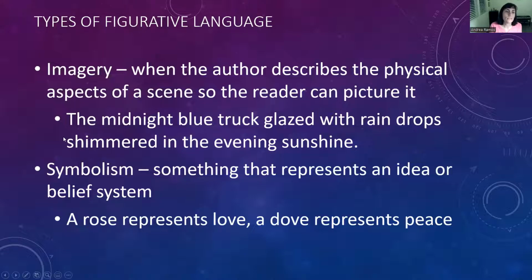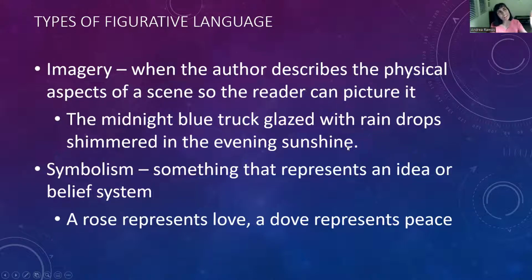An example would be: the midnight blue truck glazed with raindrops shimmered in the evening sunshine. Okay, so this is appealing to your sight. Midnight blue is a very specific color, and you know what a truck looks like. To glaze something is to have something shiny on the outside. Raindrops, we're all familiar with what raindrops look like. It shimmered, it sparkled, it glowed in the evening sunshine.